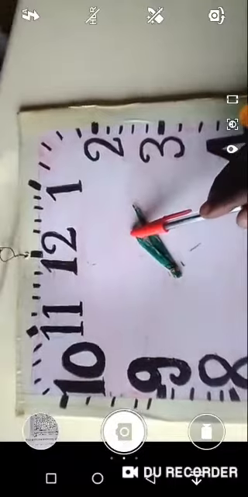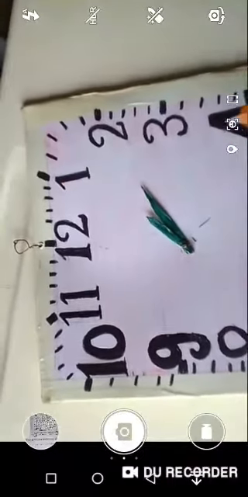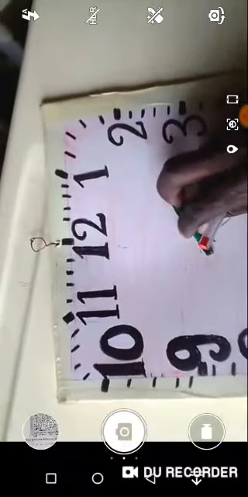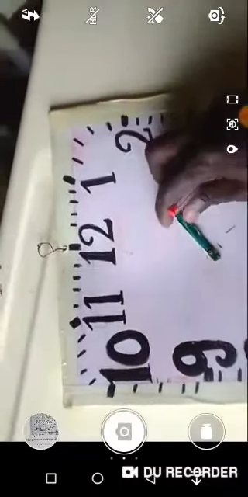This one is pointing where? It is pointing at 1. This is 10 minutes past 1. 10 minutes past 2, it will come at 2 exactly. It will be like this. This is 10 minutes past 2.